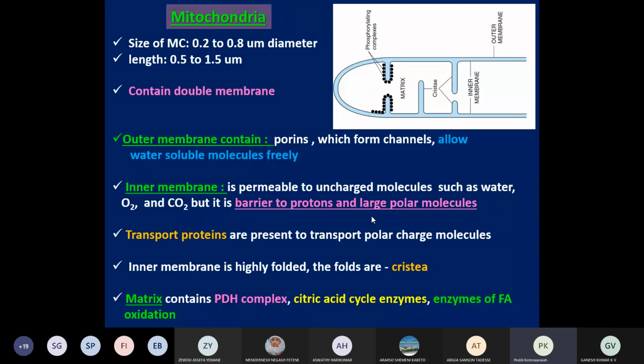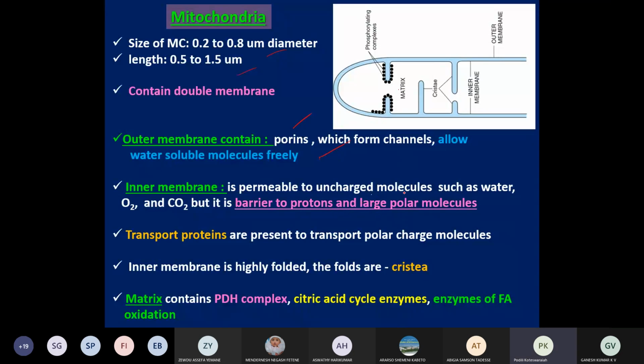Coming to the mitochondrial size, we know the size of the mitochondria is 0.2 to 0.8 micrometers in diameter, and the length is 0.5 to 1.5 micrometers, and it has two membranes, the inner membrane and the outer membrane. The outer membrane has some proteins known as porins, and these porins form channels and allow some molecules which are freely soluble in water. Whereas the inner membrane is highly impermeable to charged molecules and also large polar molecules.